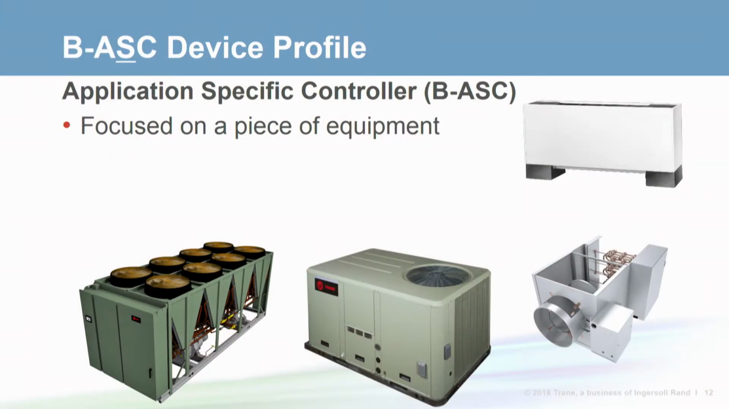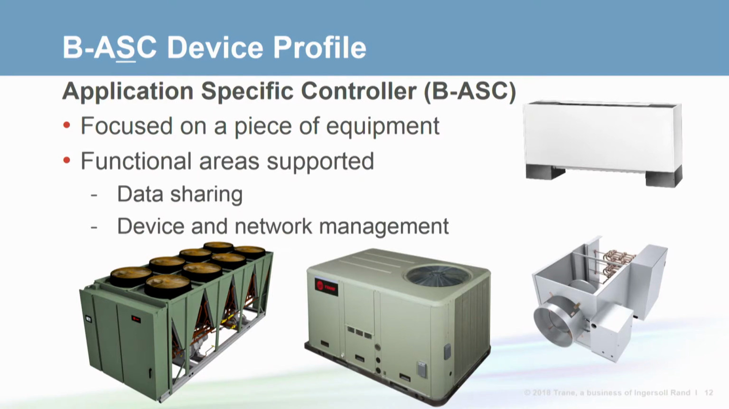The ASC, or application-specific controller device profile, is targeted at a piece of equipment, like a VAV box, fan coil, rooftop unit, or water chiller. This profile requires support for sharing data between devices. This allows a supervisory device, such as a building controller, to read and write data in the device. It also is required to support the device and network functionality that allows it to participate in a device discovery process, which is a core functionality of BACnet.